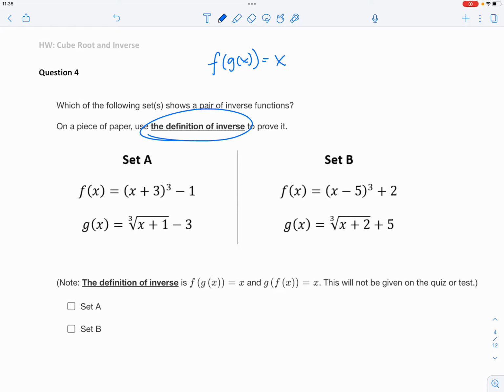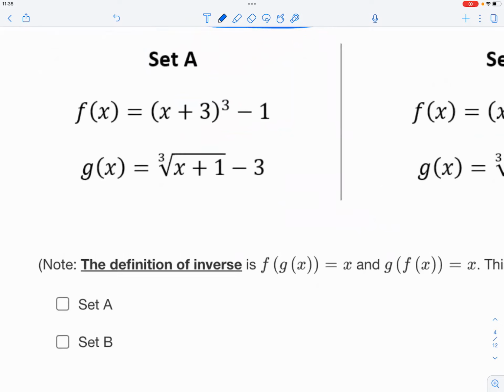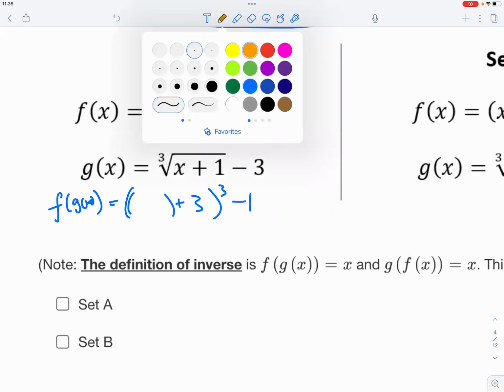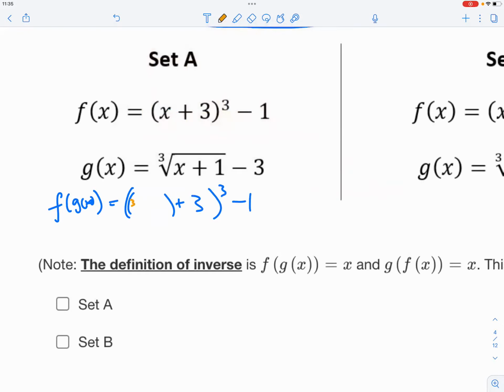So we don't know. It could be both. So let's see which set contains a pair of inverse functions. Let's go ahead and try set A. So f of g of x means we have f of x right here. We're going to leave some space right here for the x, because I'm going to put the g of x right here.